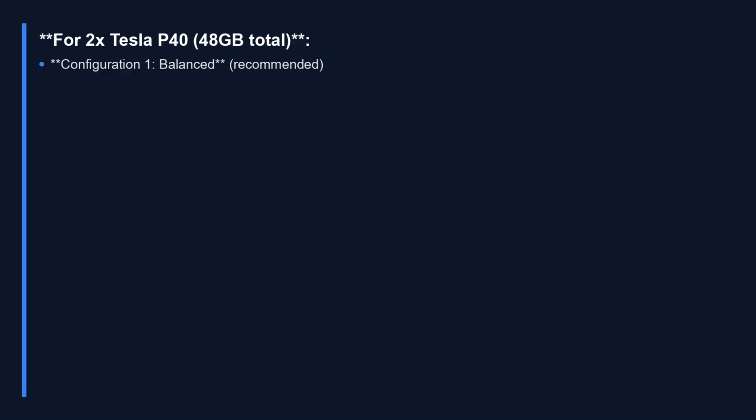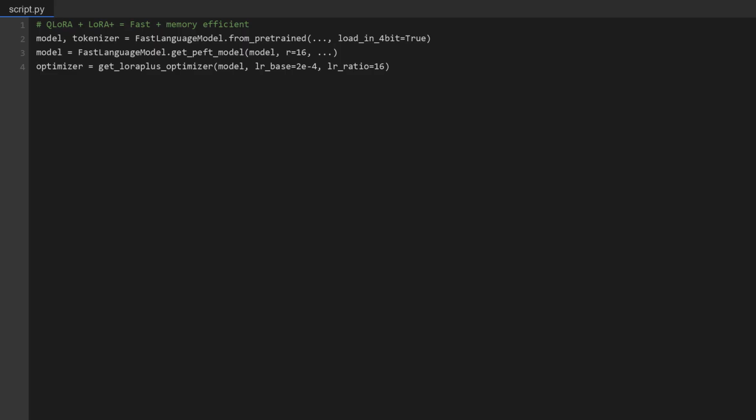Configuration 1 is the balanced recommendation. The balanced configuration combines QLoRA and LoRA+, the best memory efficiency paired with the fastest convergence. Load the model with load_in_4bit=True. Apply LoRA at rank 16 with get_peft_model. Then create the optimizer with get_loraplus_optimizer.